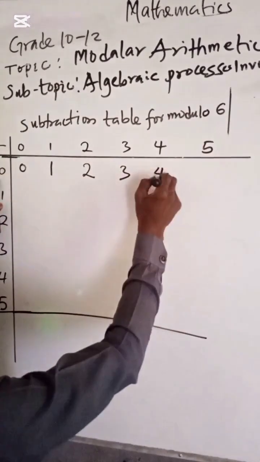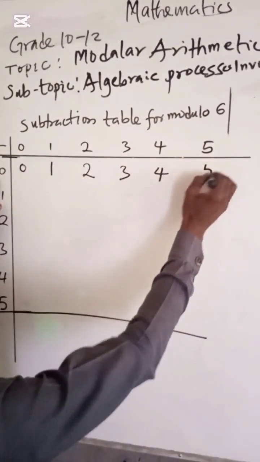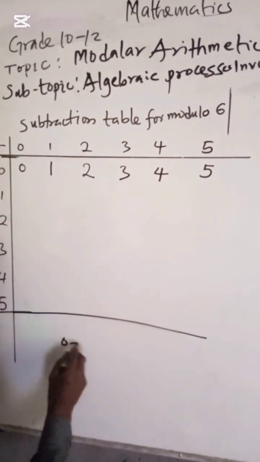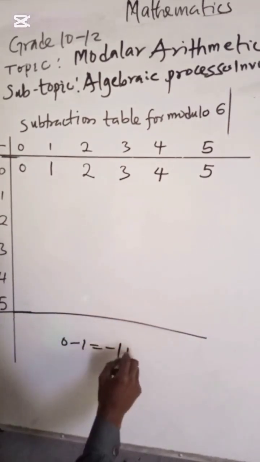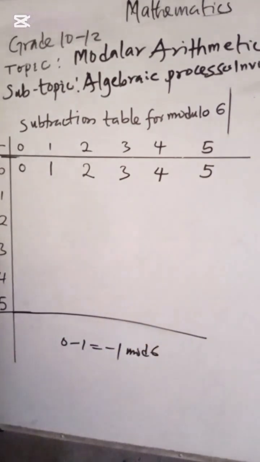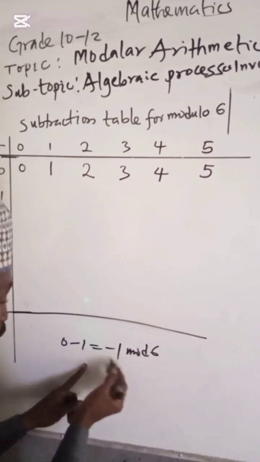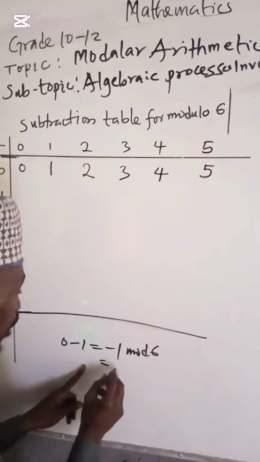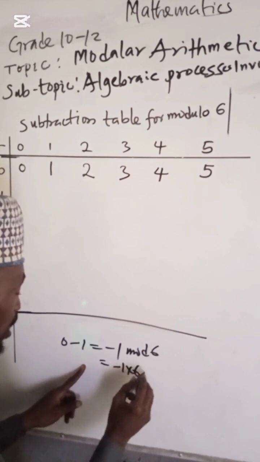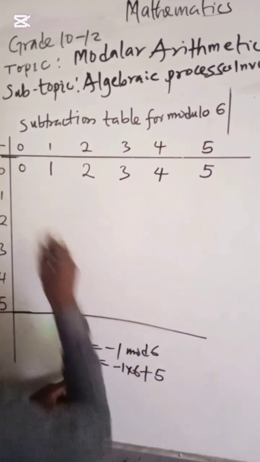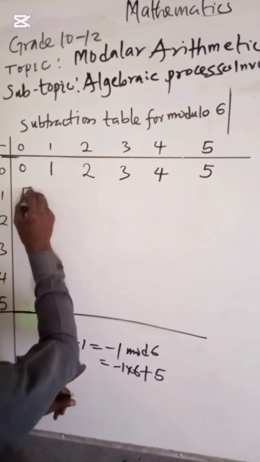4 minus 0, 4. 5 minus 0, 5. Now, 0 minus 1, that is minus 1, modulus what? Modulus 6. We can't have a negative value in modulus 6. Therefore, we have to look for a way to do this. Now, this is what? Minus 1 times 6 plus what? Plus 5 will give us back minus 1. Therefore, this is 5.